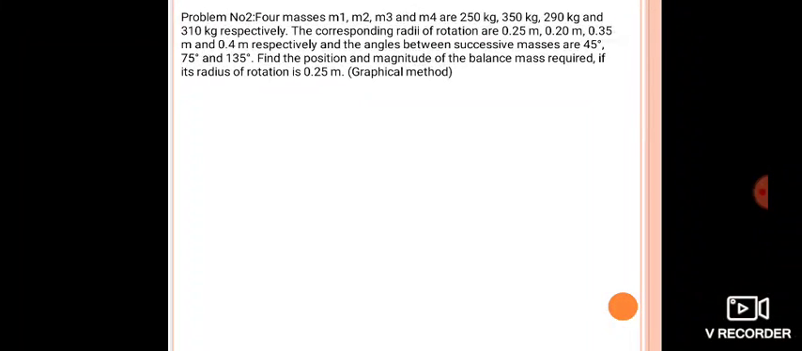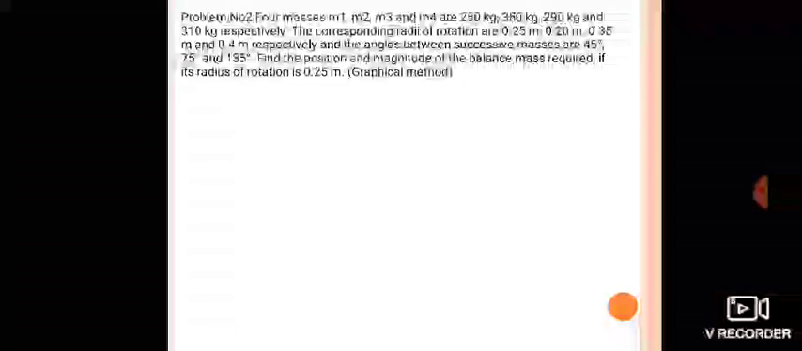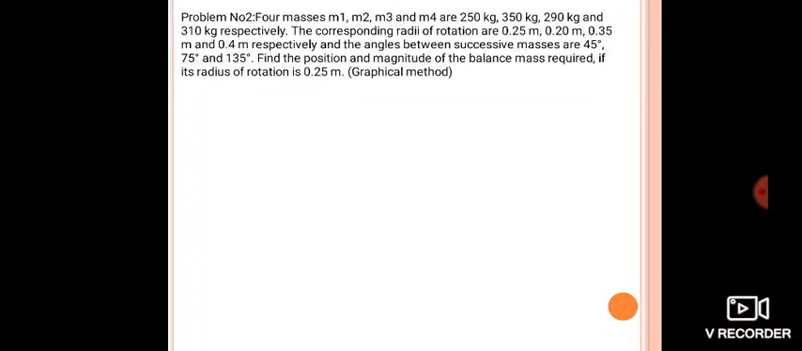Next problem, that is homework for you all. You have to practice it at home. Four masses m1, m2, m3 and m4 are 250 kg, 350 kg, 290 kg and 310 kg respectively. The corresponding radii of rotation are 0.25, 0.20, 0.35 and 0.4 meter respectively, and the angles between successive masses are given as 75 as well as 135. Find the position and magnitude of the balancing mass required if its radius of rotation is 0.25 meter. You have to solve graphically.